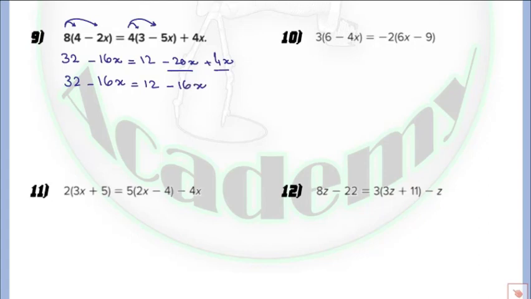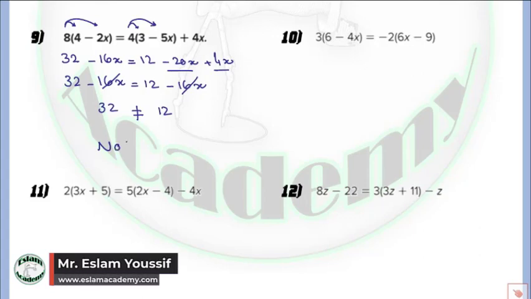Once we have negative 16x at the left-hand side and negative 16x at the right-hand side, cancel them out. So the remainder from the left-hand side is 32, and from the right-hand side is 12. If you look at the two numbers, you will find that they are not equal. Once we have two numbers that are not equal, it means there is no solution for the equation.